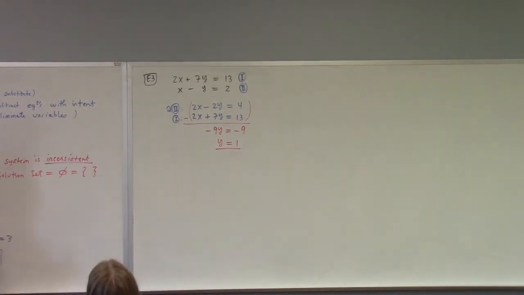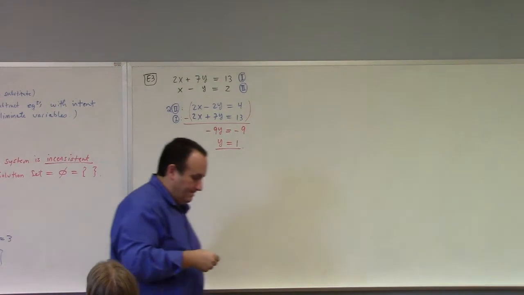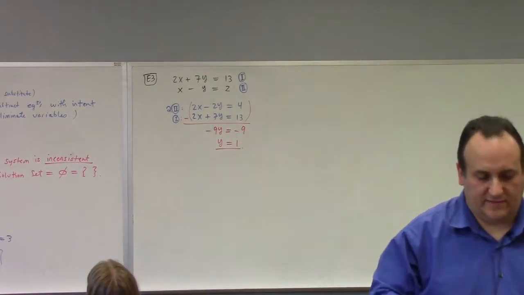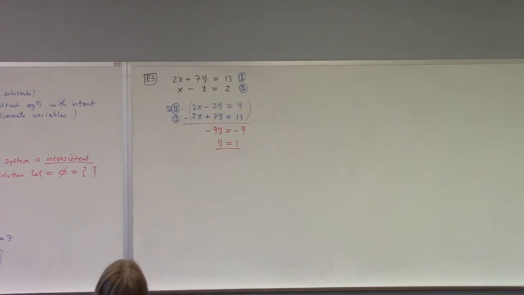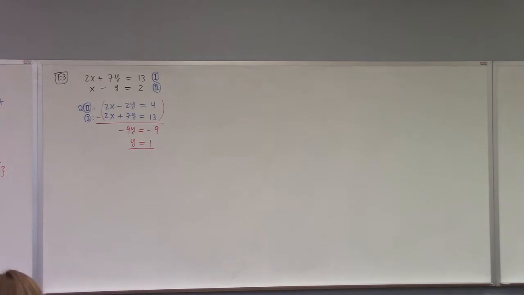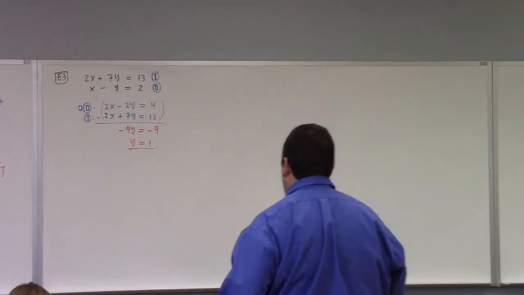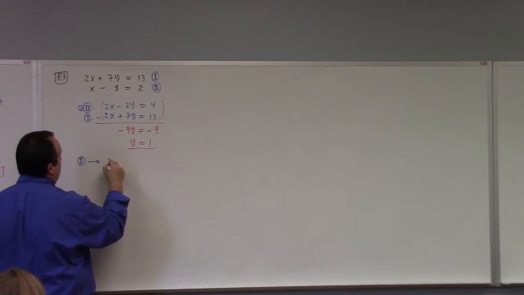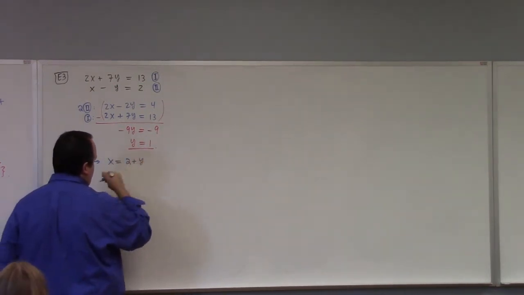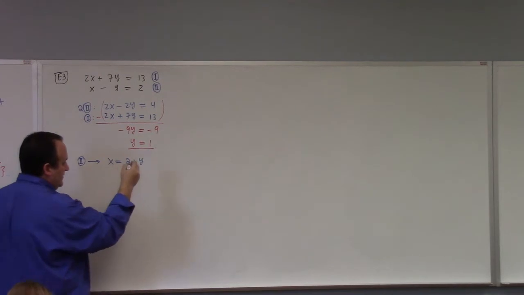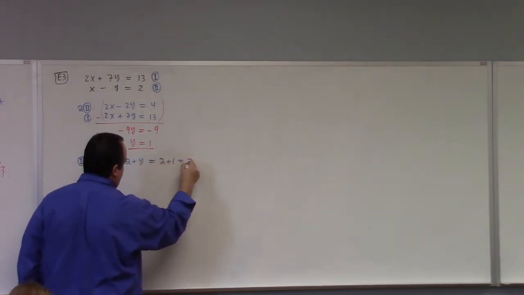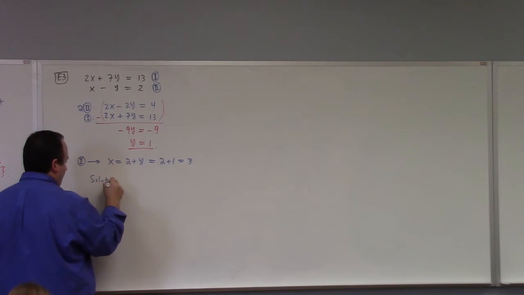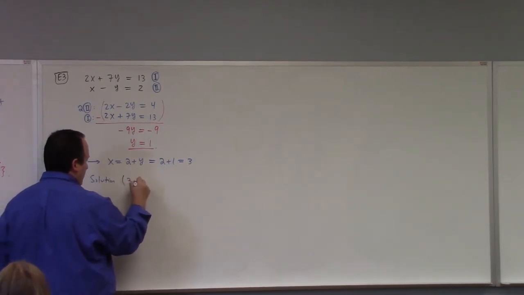Now how do I find x? Which equation should I use to find x, do you guys think? I'll use the second one. Yeah, I think use the second one. That's the smarter move here. So equation 2 tells me that x is equal to 2 plus y if I just adjust it a little bit, right? So that's equal to 2 plus 1, which is 3. So my solution is 3, 1.